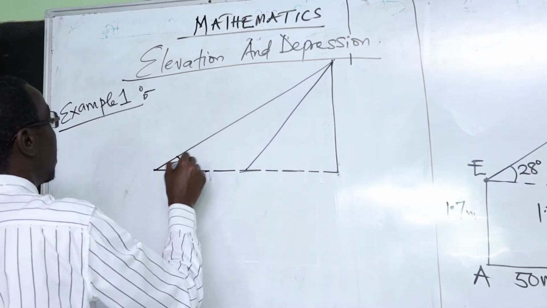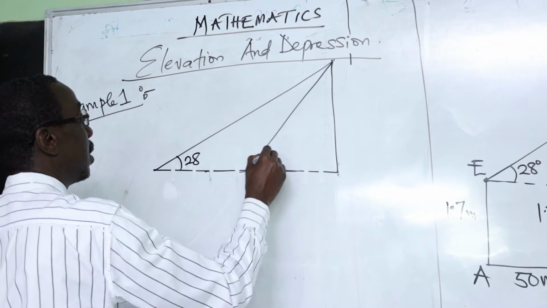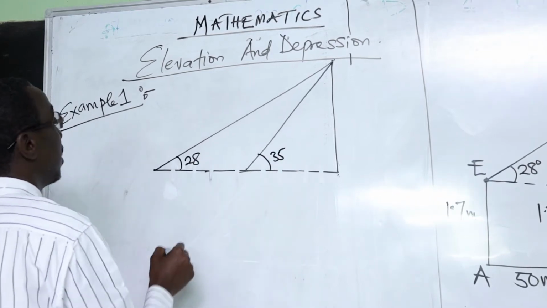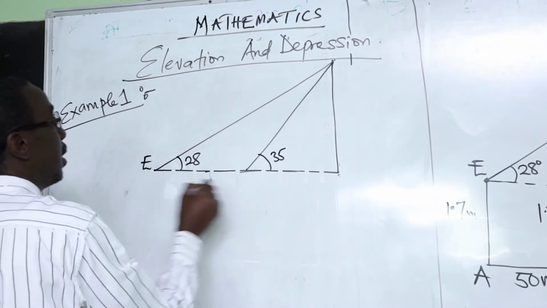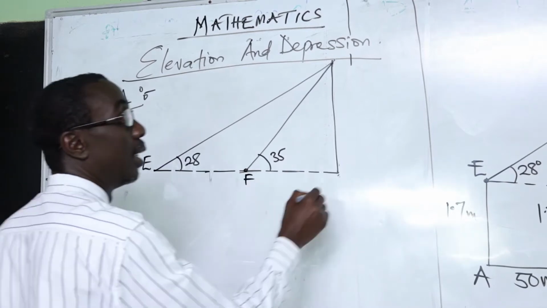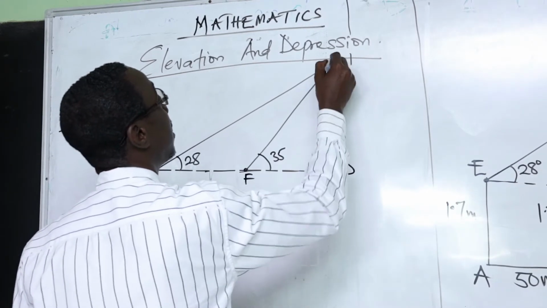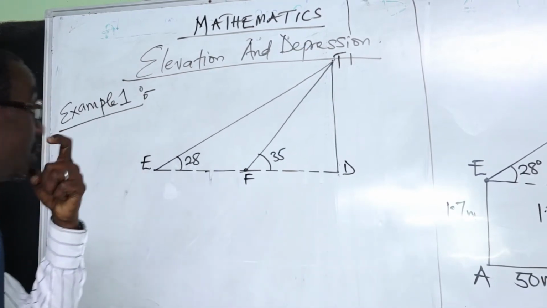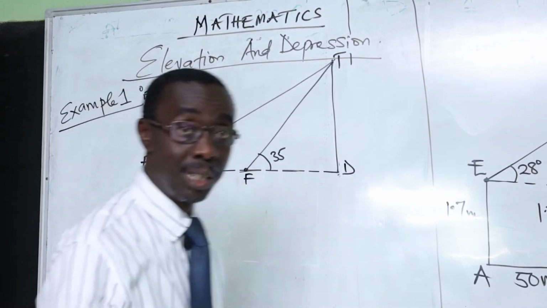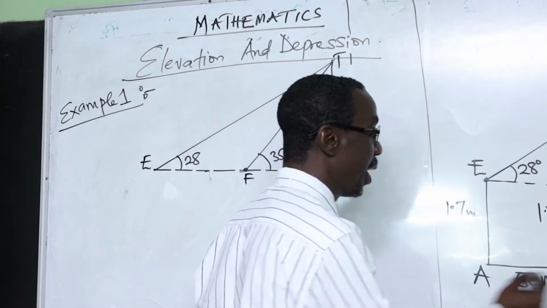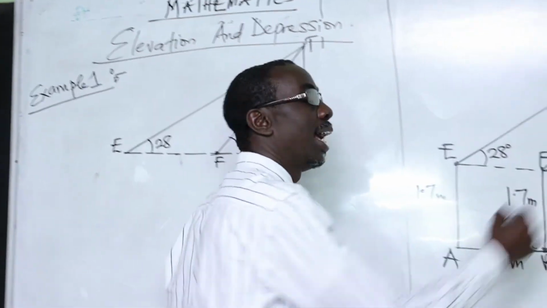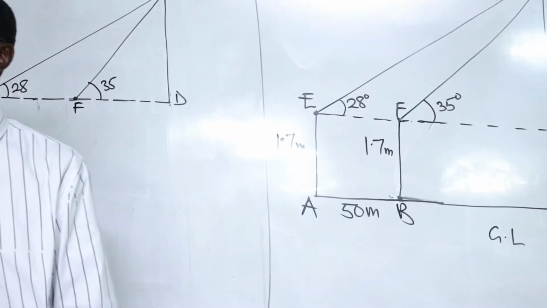This will be 28. This will be 35. This is E. This is F. This is D. And this is T. Yes or no? Yes, and you agree with me that the 50 of AB is the same thing as EF. Yes, why?